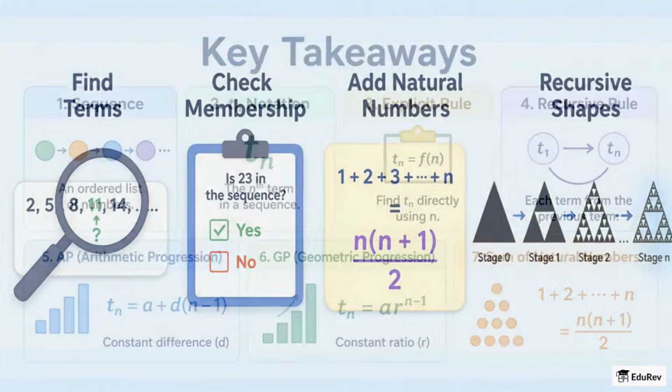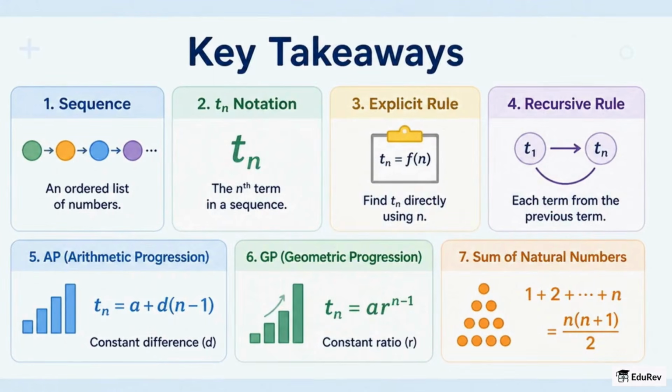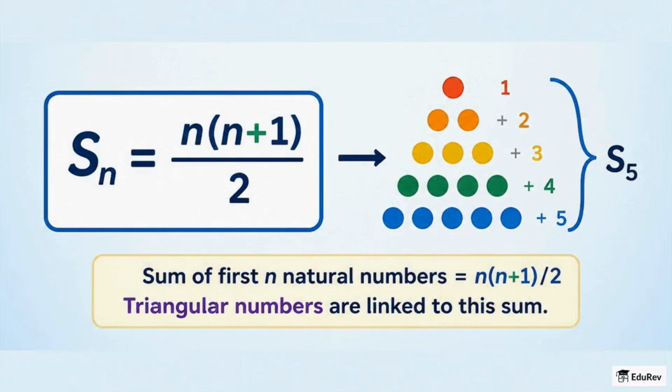Let us quickly remember the main points. Definition of sequence, t sub n notation, explicit rule, recursive rule, AP with t sub n equals a plus d times n minus 1, GP with t sub n equals a times r to the power n minus 1, and the sum formula for natural numbers. The sum of first n natural numbers S sub n equals n times n plus 1 divided by 2, and triangular numbers are linked to this sum.